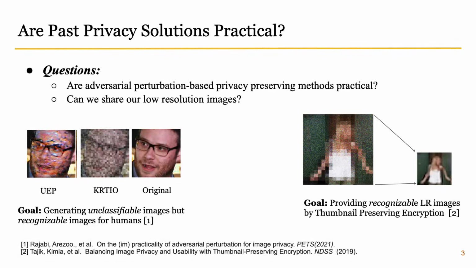First, are adversarial perturbation-based privacy methods practical? Second, can we share all low-resolution images? To make these approaches practical, we need to learn adversarial noise for low-resolution images such that the generated high-resolution images from them can fool classifiers.